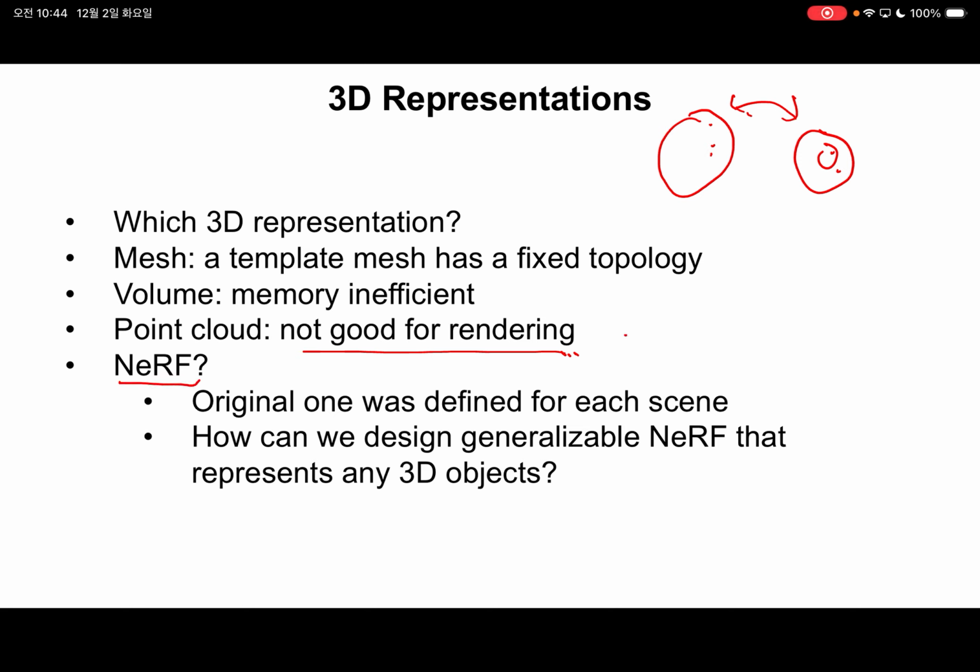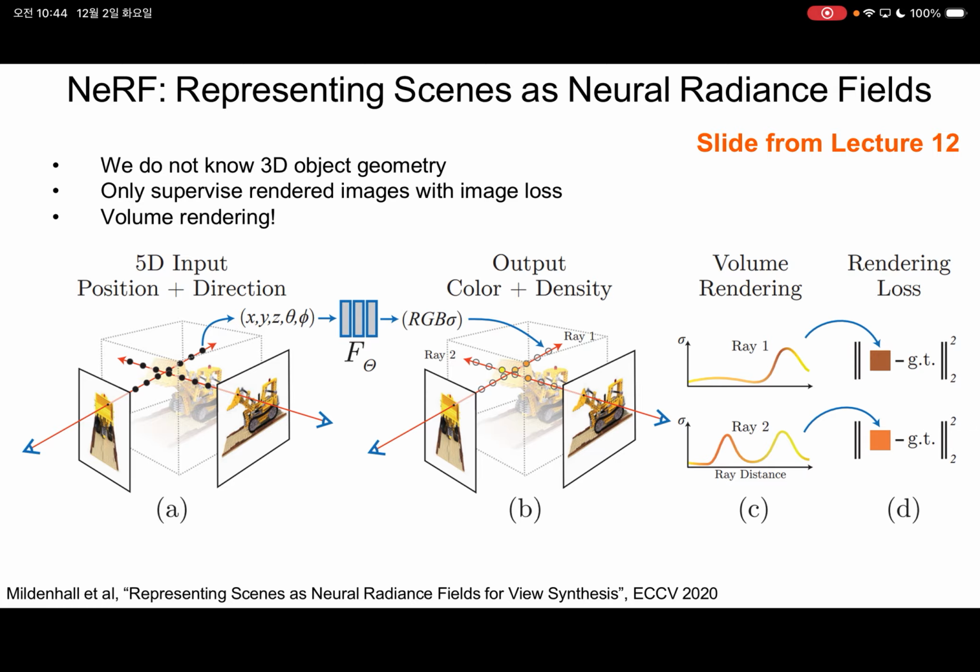The remaining thing is NeRF. NeRF is good. It is good for rendering, photorealistic rendering, much more memory efficient than volume. It does not restrict to a specific topology of a template mesh. NeRF is good. But the problem is that the original NeRF was defined for each scene. Remember? This is the original NeRF. The input of the original NeRF is just a position and directional information. I mean, here the NeRF is optimized for each scene separately, right? But we need the model to take into account an image as an additional signal here.